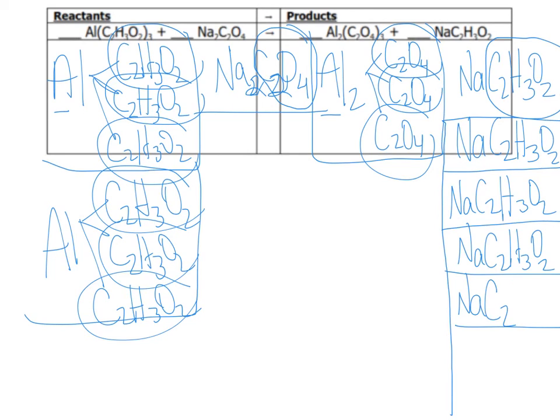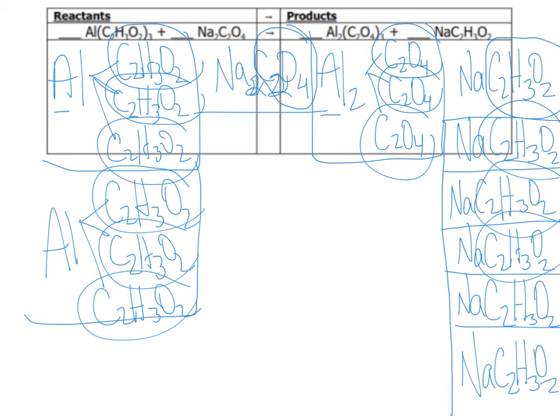Almost there. So I'm going to circle my groups so I can just kind of prove that I have 6 of those on each side. I'm going to count my Nas. Since I have 6 of these boxes, I know I have 6 Nas. And on the reactant side, I've only got 2. So that means I need 2 more of these.